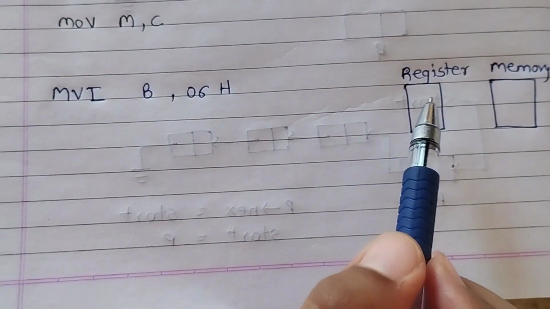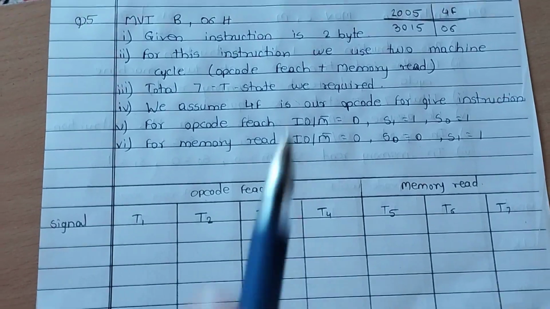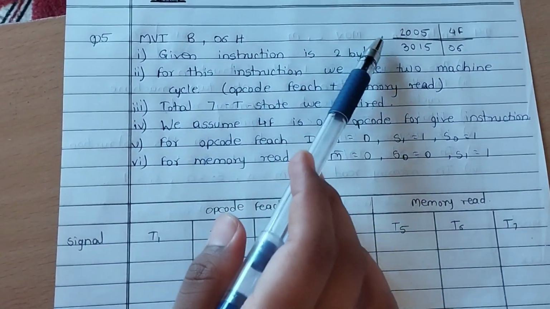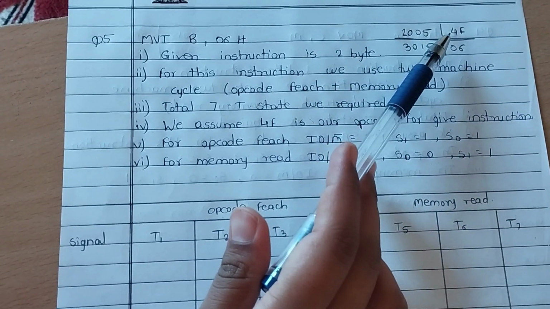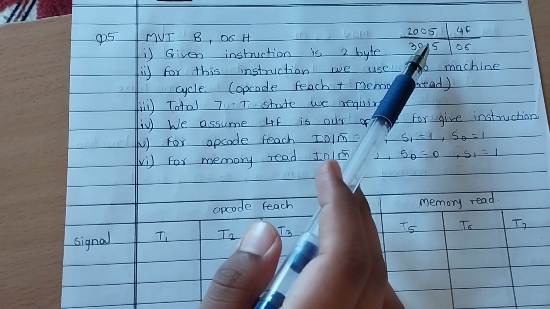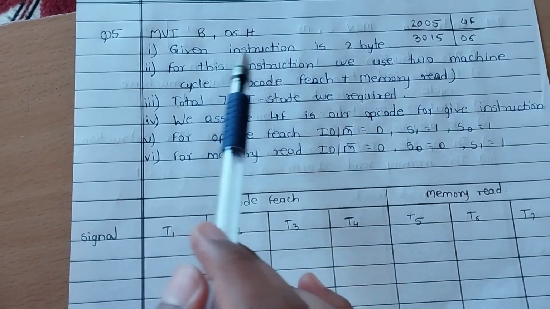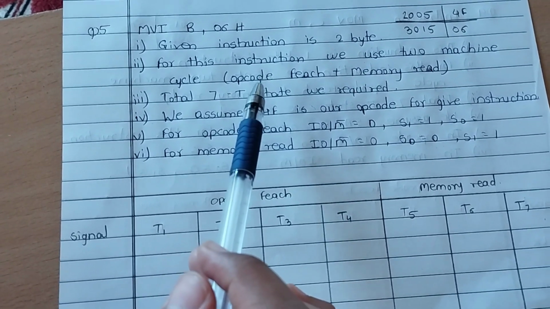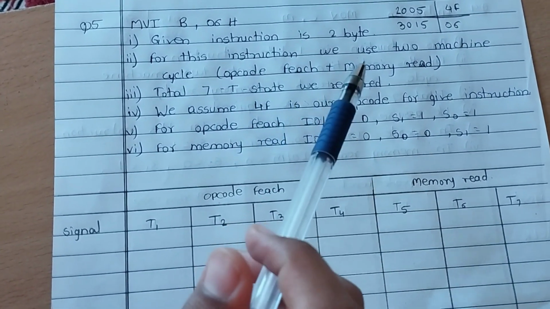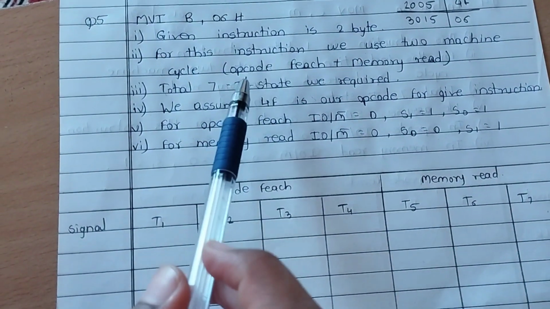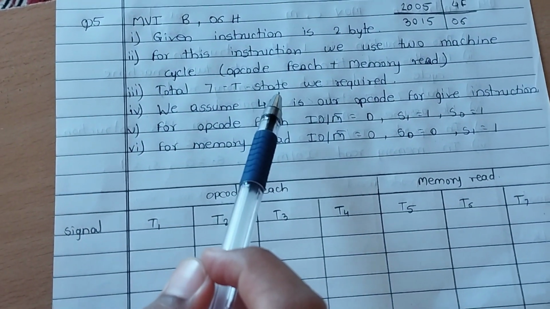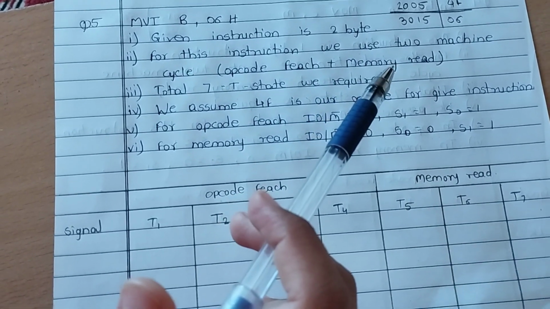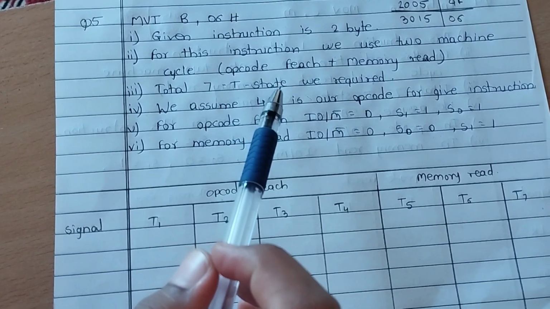Now we draw the machine cycle for the instruction. The given instruction we know is 2 byte, and we assume address 4F is our opcode, and these two are the addresses. So for this instruction we use 2 machine cycles. One is opcode fetch machine cycle and the second is memory read machine cycle. So 7 T states are required, 4 for the opcode fetch and 3 for memory read. So total 7 T states we use.